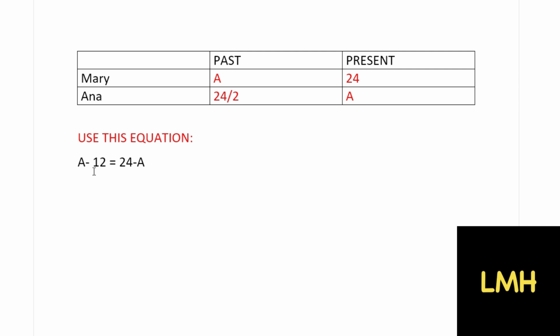Add all variables. A plus A equals 24 plus 12. Bring down, 2A equals 36. A equals 18. 18 years old is the present age of Anna.